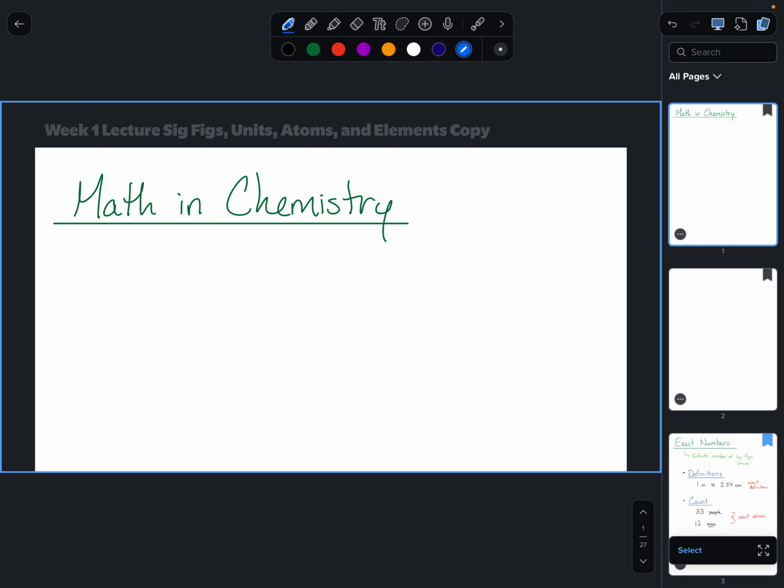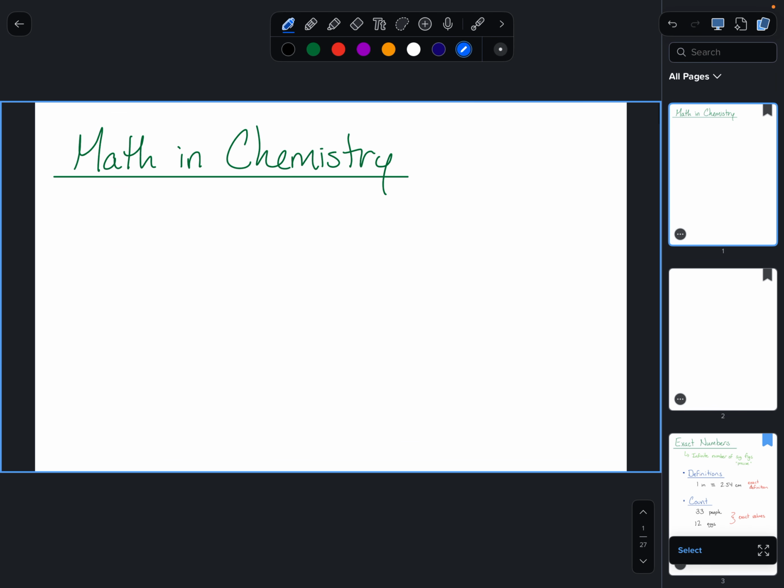Okay, as I'd kind of previewed, and I think a lot of people have heard this word before, we'll talk a lot about sig figs. But actually, the first thing I want to do is just make sure we're all on the same page with what's called scientific notation.